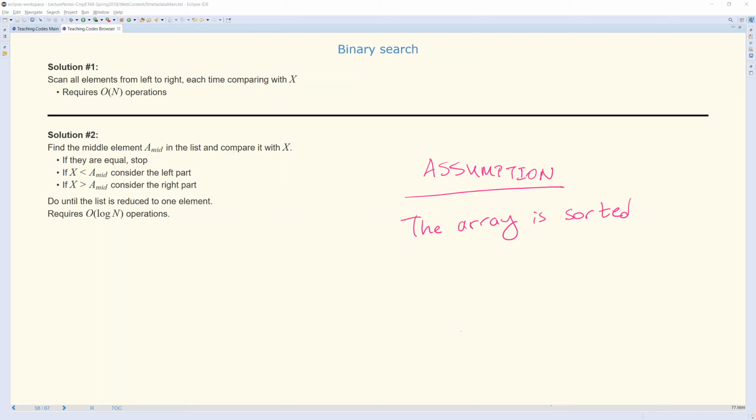And also it's larger than the last element and it's not in the list. In that case, you would be doing n comparisons. Therefore, it has, in the worst case, O(n) complexity. Note that the average complexity would not be O(n). O(n) is the worst case complexity.